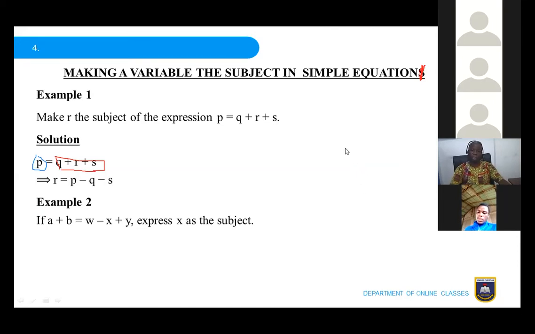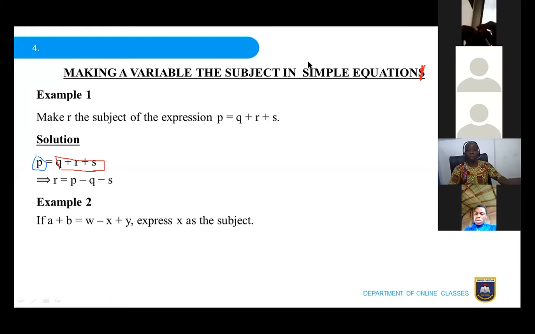I saw another hand up. Who again? Yes, Yunis. Sir, please, X equals W plus Y minus A minus B. Okay, now let's keep your answers. Let's compare your answers with the suggested solution here. Yes. There's another person who has answered. Okay. Ruth, yeah.